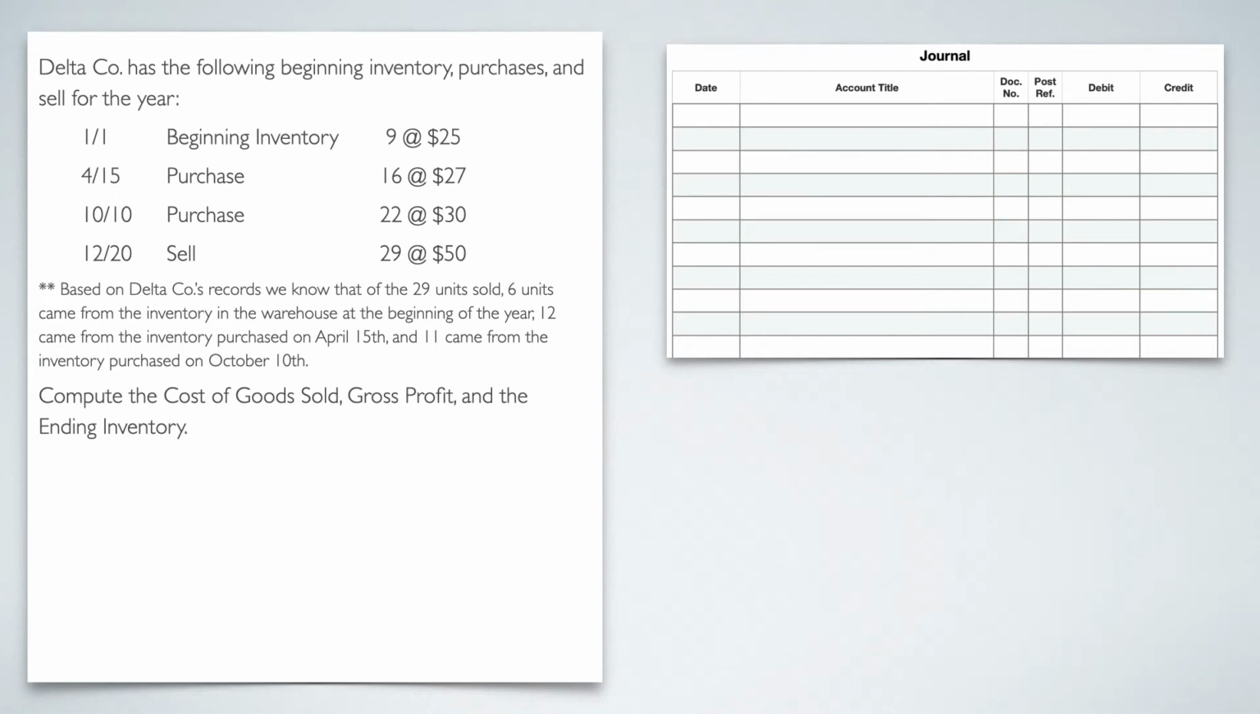Hey everyone, in this video we're going to be doing FIFO for the Delta company. So it's the exact same problem, it's just we're using a different method for inventory costing. So you're going to see a lot of similarities.